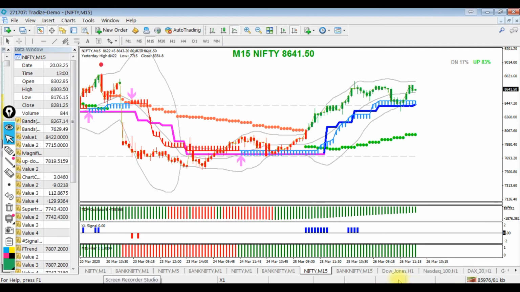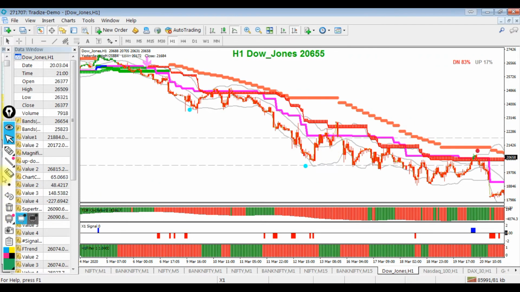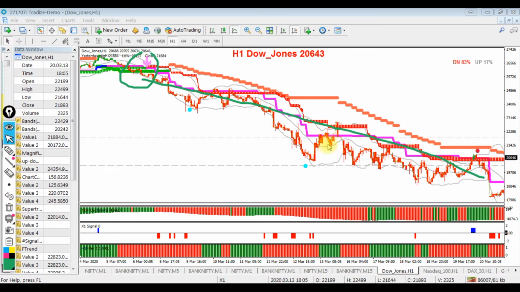And now we will see international charts. This is the Dow Jones chart, 1 hour time frame. There was a sell signal earlier. This was shown to you in previous videos also. It was a nice downtrend here, and afterwards we got a buy signal.